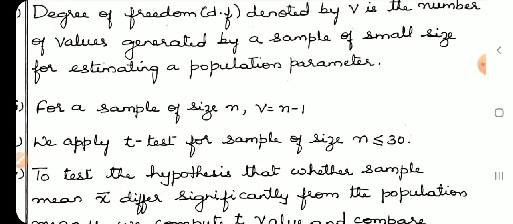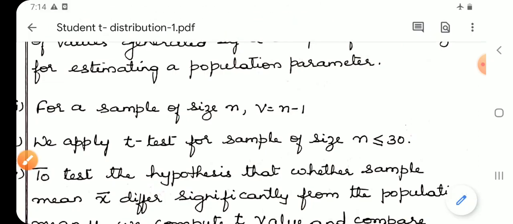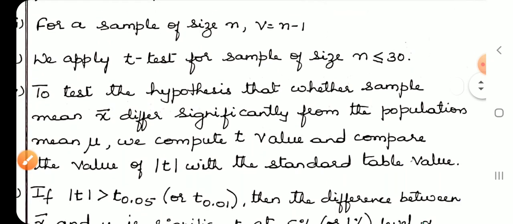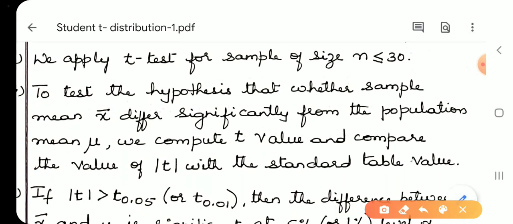Next one, we apply the T test. Student T distribution is also called as the T test. We apply the T test for the sample of size n less than or equal to 30, to test the hypothesis whether sample mean x bar differs significantly from the population mean mu. We compute T value and compare the value of mod T with the standard table value.